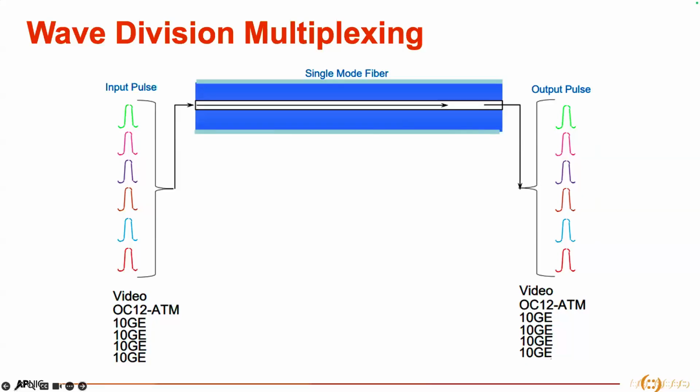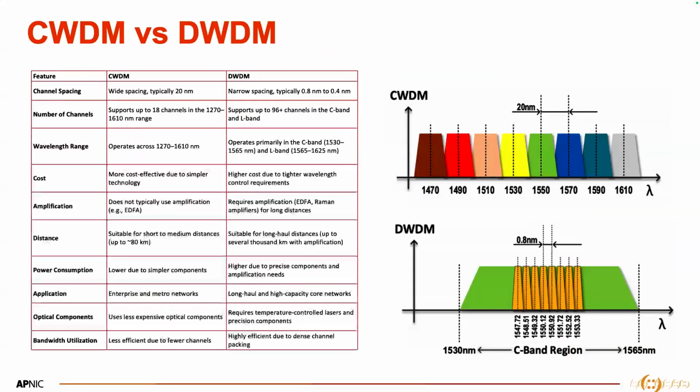Yes, I have one more question. In the comparison sheet between CWDM and DWDM, we are seeing that optical components require temperature controlled lasers. So my question is, in countries where the temperature is -5, -7, -10, what happens there? What kind of heating equipment do they use to achieve the temperature? That's all for now.